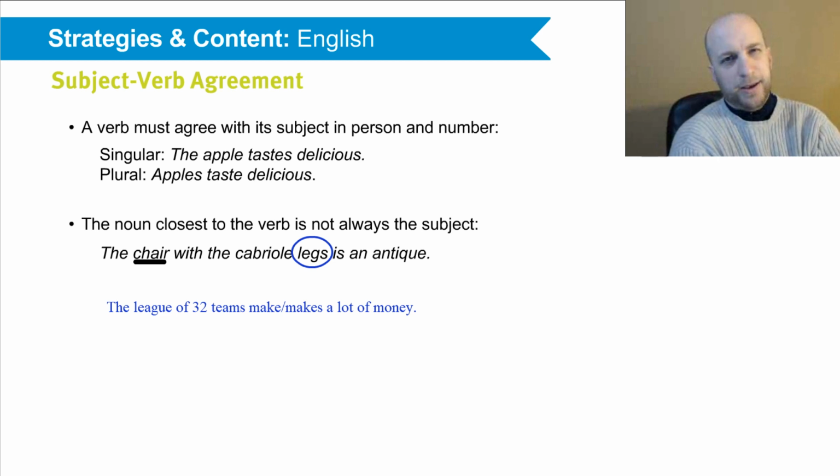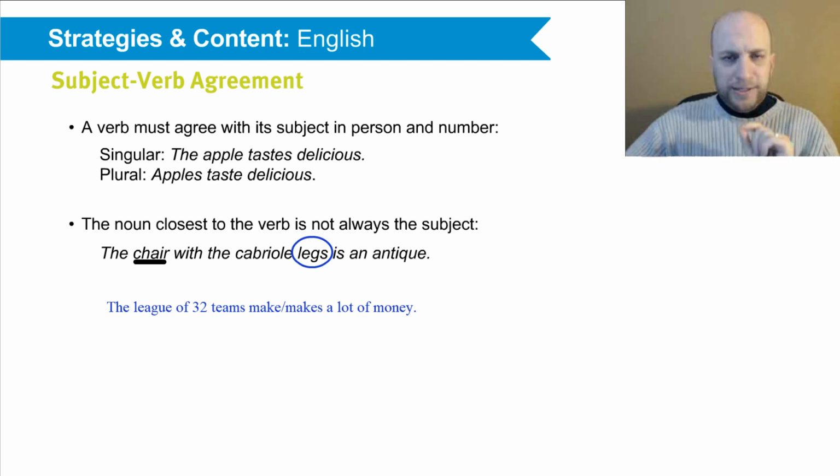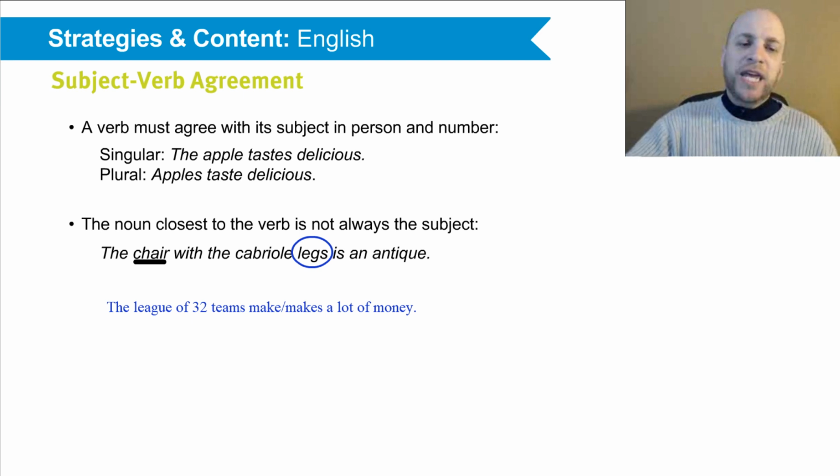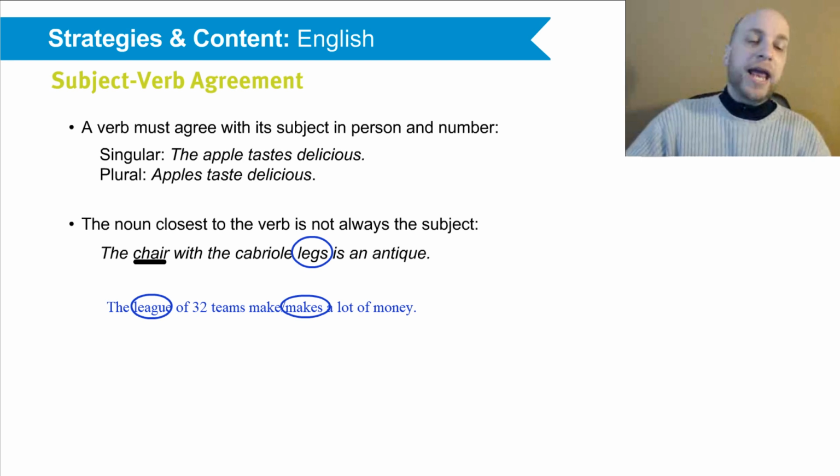Wait a sec. This is the same thing that we just saw. My subject is a collective noun. It's the league. The league contains all these teams. So if I'm saying league, oh, the league makes a lot of money. So it should be makes instead of make. Teams make money. A league makes money.